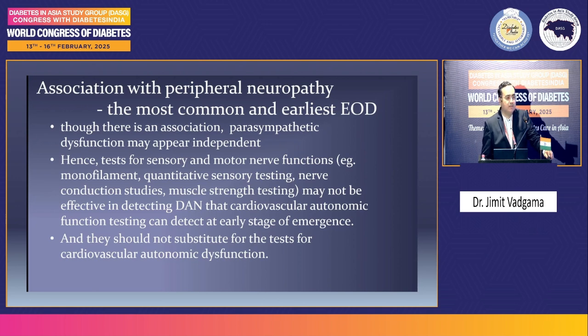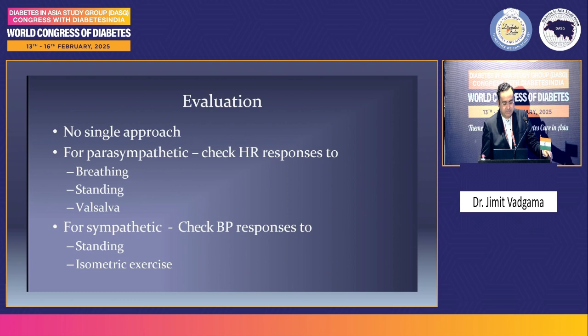Sometimes if you see the pathophysiology, these are associated with peripheral neuropathy, but remember, do not substitute the stage for peripheral neuropathy. Like, we see the monofilament tests or sensory testing we do commonly in OPD. We should not replace cardiac autonomic testing with this simple test because they cannot discover the cardiac autonomic neuropathy. So there is no single approach for simplifying the test.